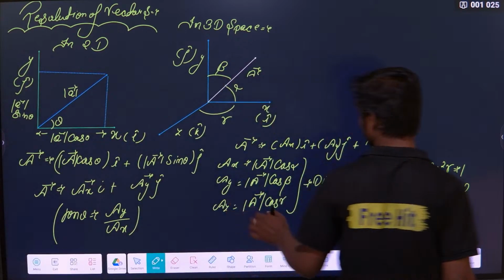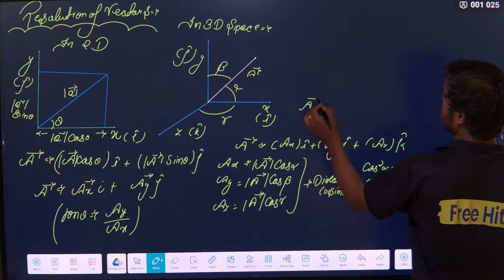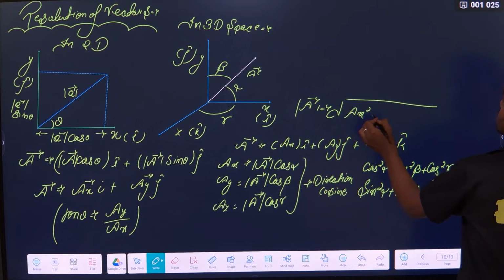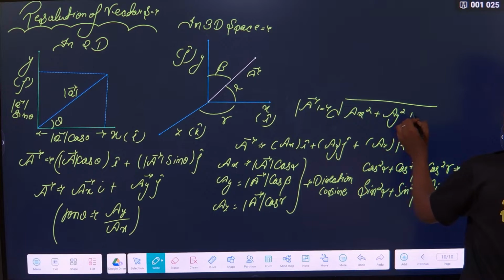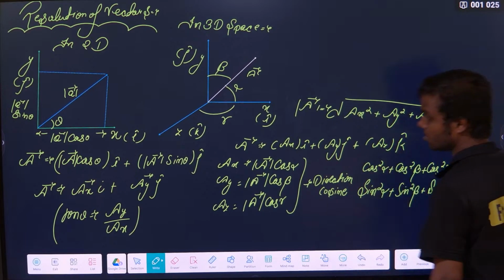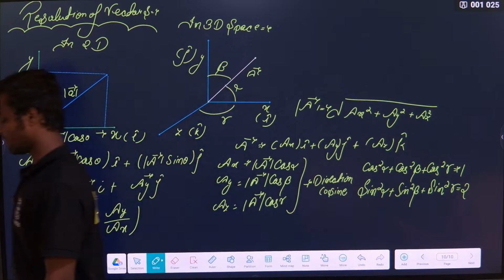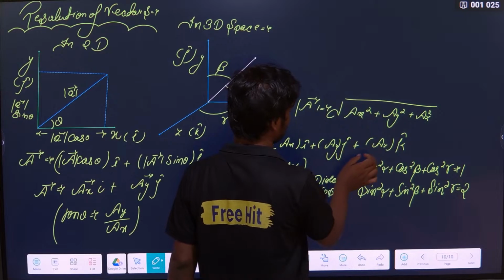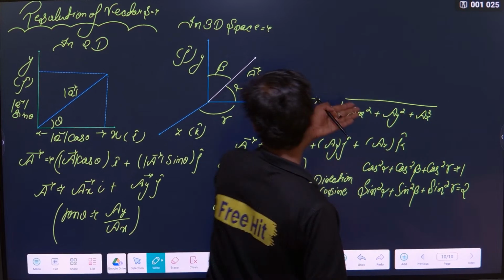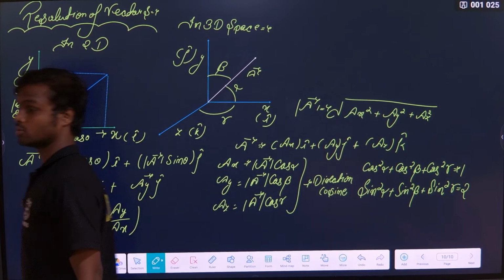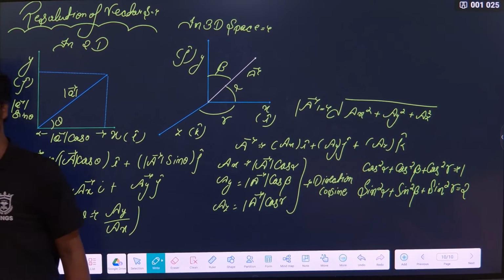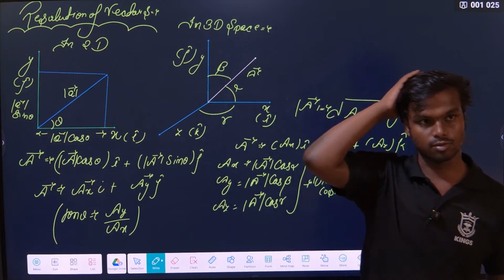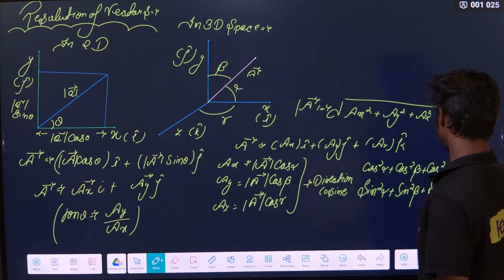And second thing is, how will you find the mod of A? Mod of A is very simple. Just take ax square, ay square, az square, because they are magnitudes only. Just do that and you will get the magnitude of the vector. You have to take the i component square, j component square, k component square. Simple. That is the magnitude of a vector. So this is how you take the projection in 2D as well as in 3D. You should know how to take the projection in 2D as well as in 3D. So this is how we used to take. Clear?